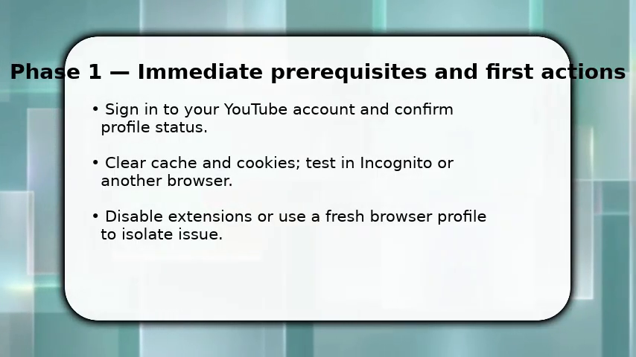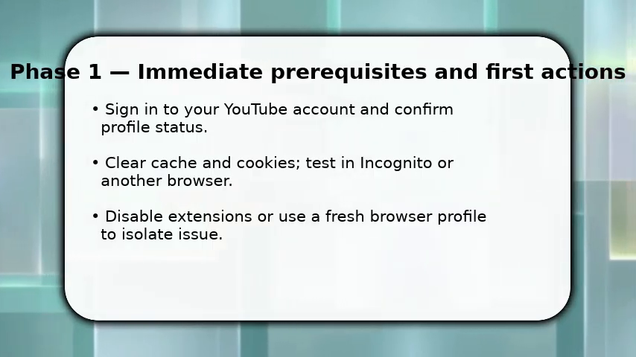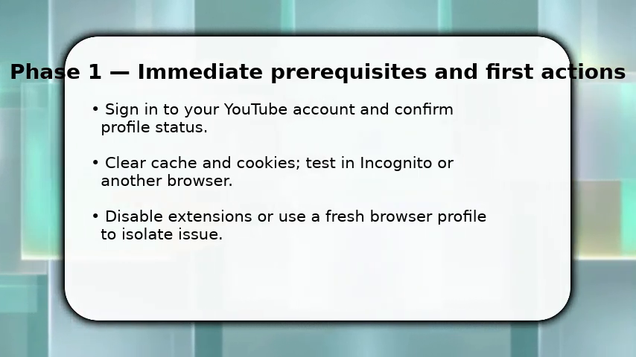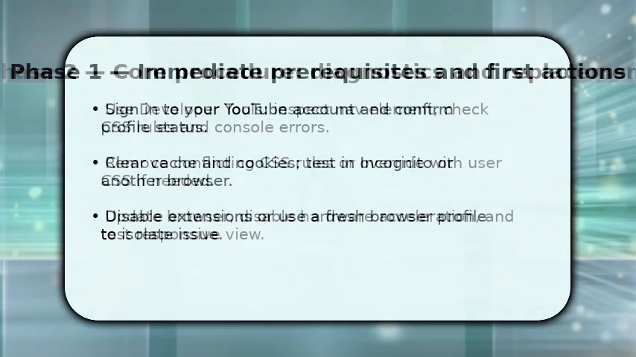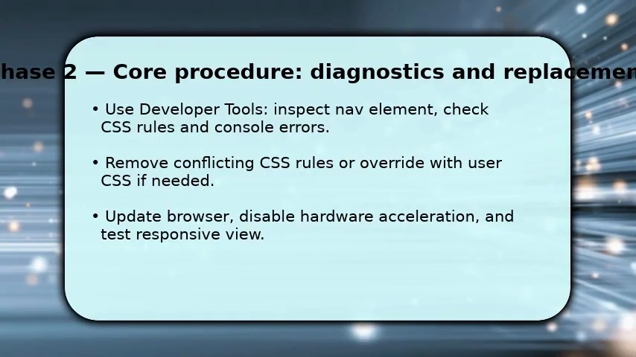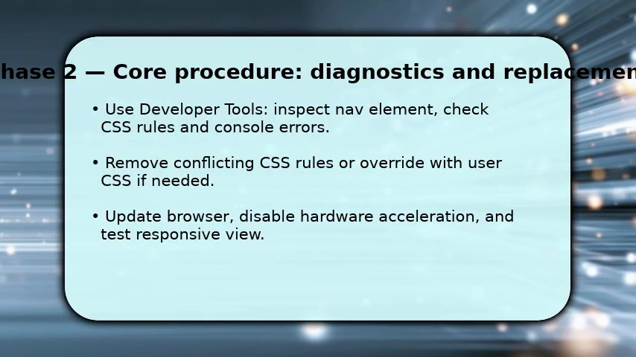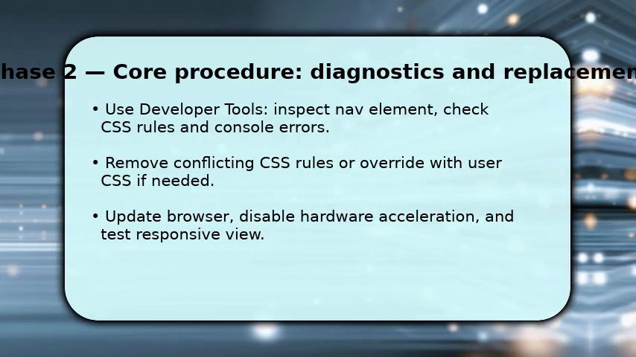Make sure to temporarily disable extensions because many ad blockers or UI mods inject CSS that breaks the bar, so isolate before changing settings. Now dig into the page. Open Developer Tools and inspect the navigation element to find hidden CSS, z-index conflicts, or display none declarations. Look at the console for JavaScript errors that prevent rendering.